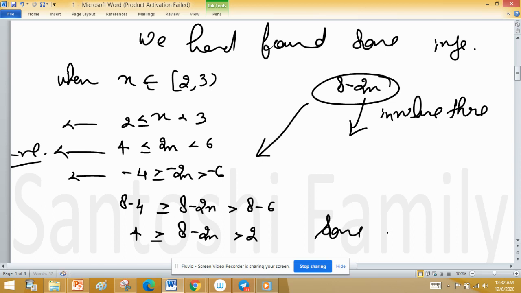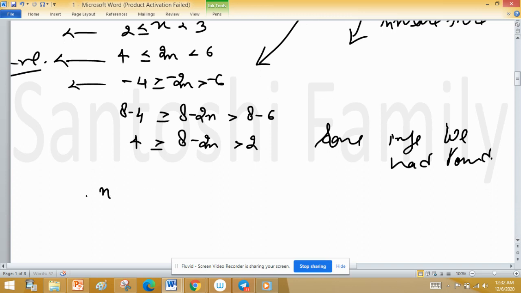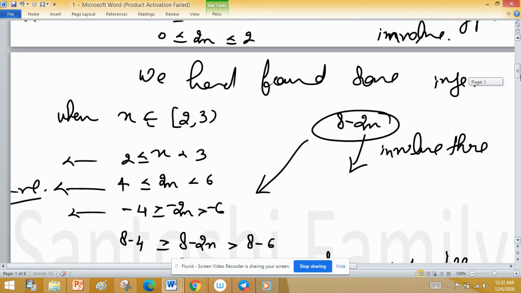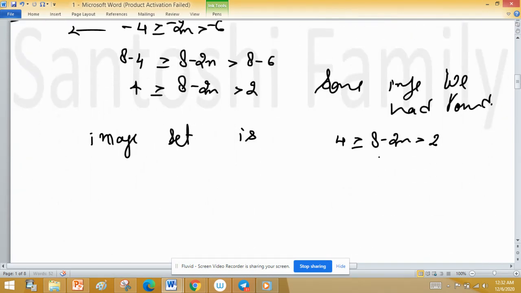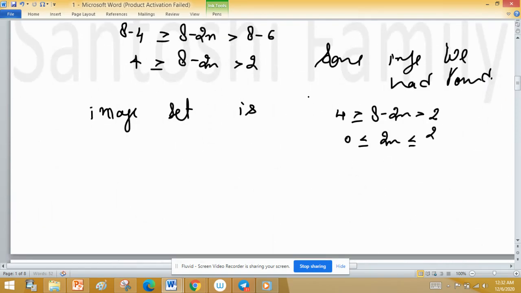Now we have found some images. It means the image set is 4 greater than or equal to 8 minus 2x greater than 2, and 0 less than or equal to 2x less than or equal to 2. This is our image set.